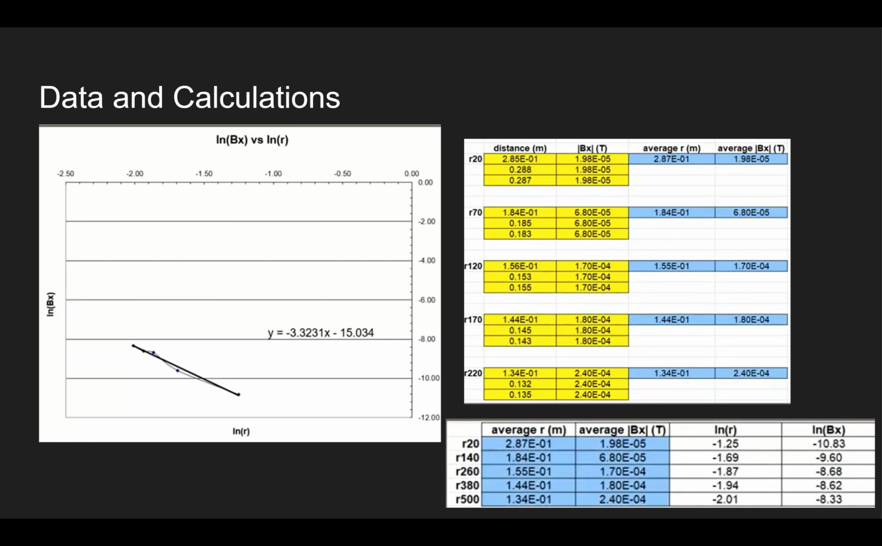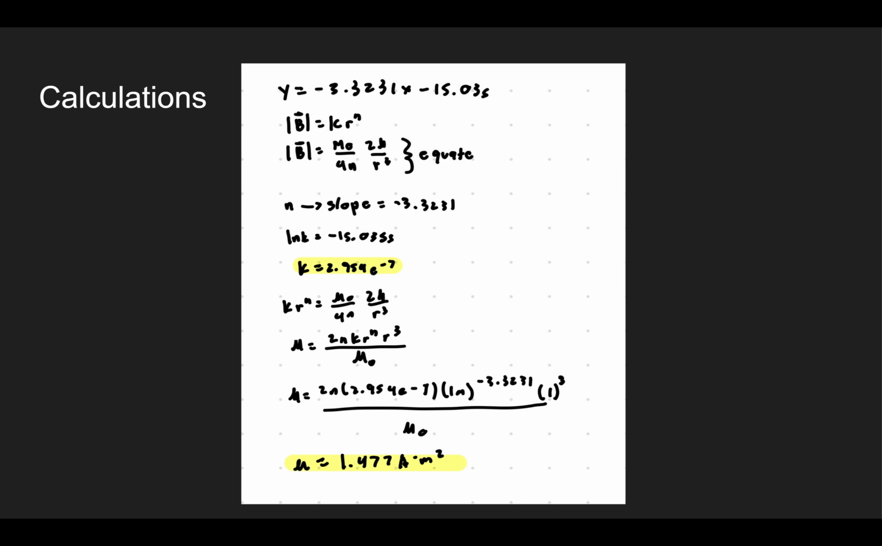Here we have our data and collections in Excel. We got our line to be y equals negative 3.3231x minus 15.034, and the rest of the data are shown here on the right. These are my calculations. I got k equal to 2.954e-7, and I got mu to be 1.477.